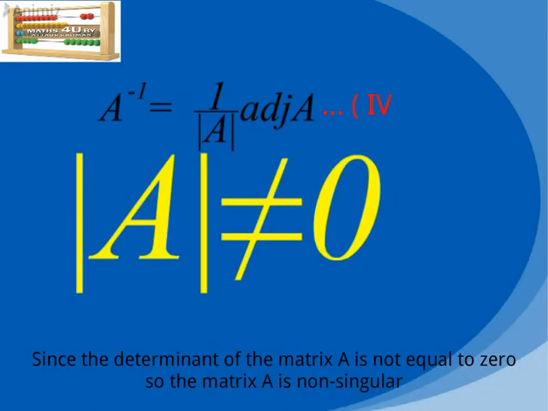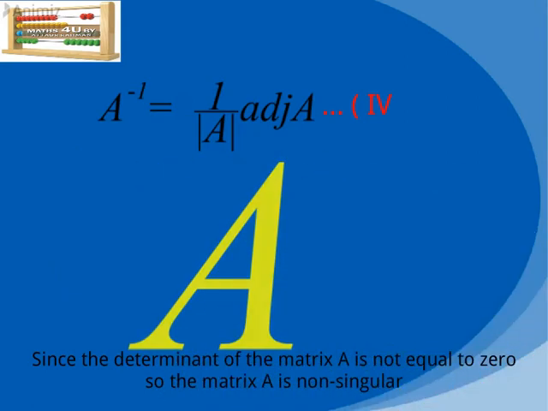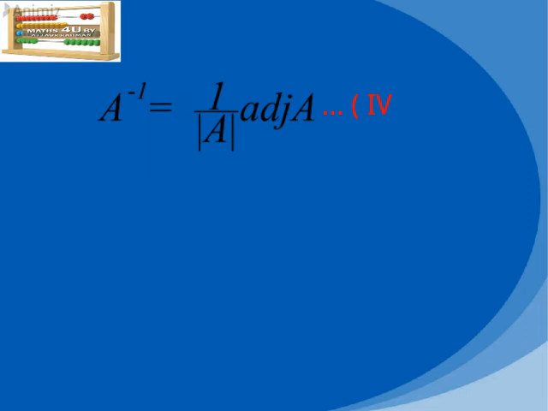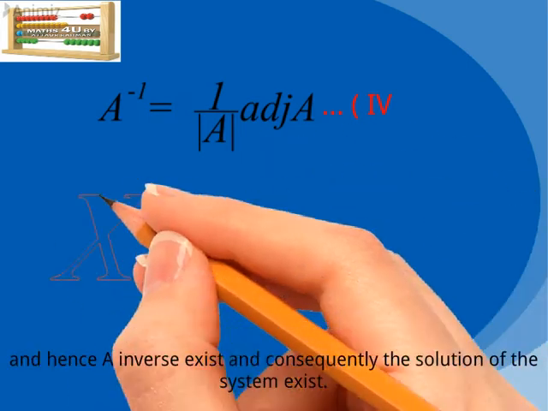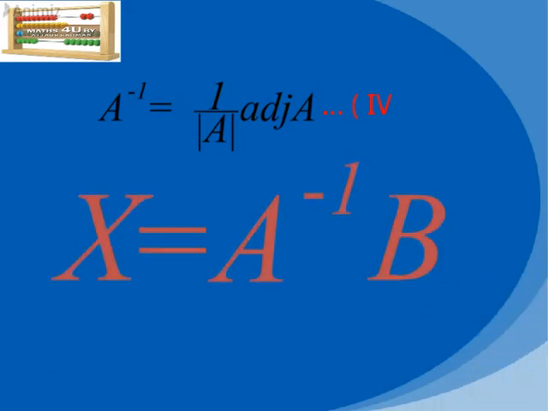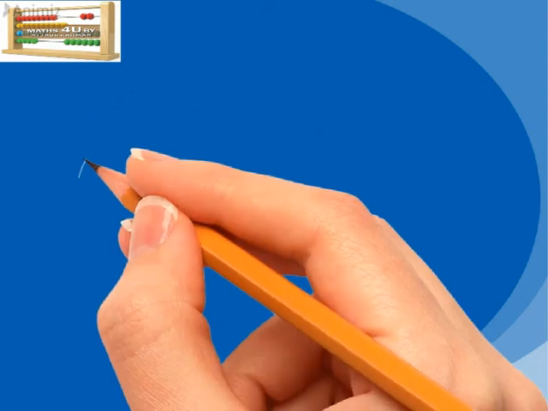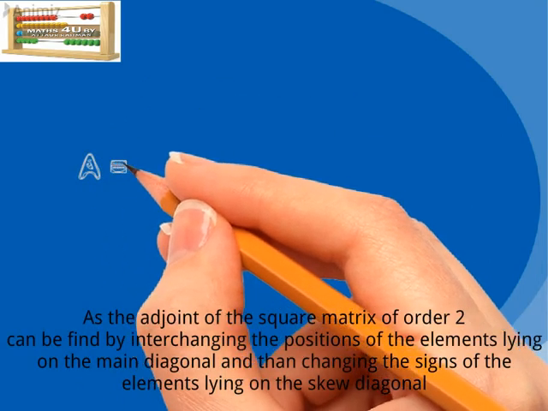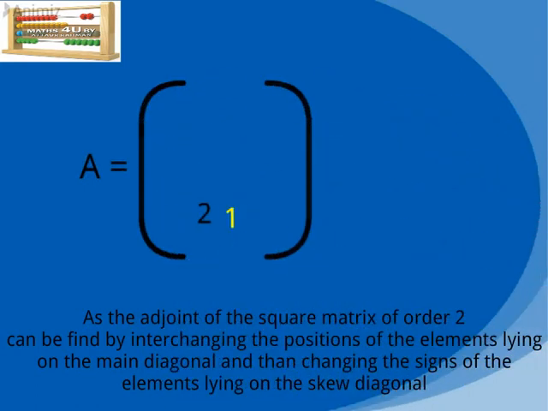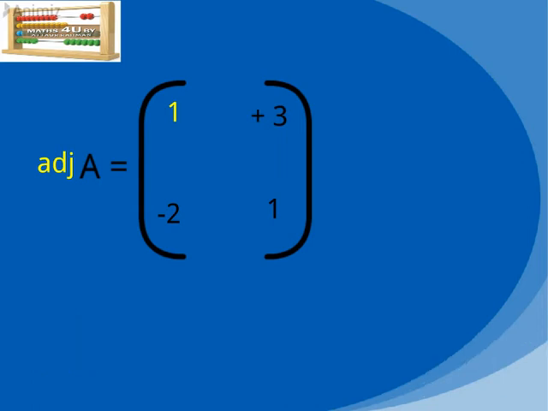Since the determinant of the matrix A is not equal to 0, the matrix A is non-singular, and hence A inverse exists, and consequently the solution of the system exists. Our next aim is to find the adjoint of the matrix A. The adjoint of a square matrix of order 2 can be found by interchanging the positions of the elements lying on the main diagonal, and then changing the signs of the elements lying on the skewed diagonal. Hence the inverse of the matrix A is given by this matrix.